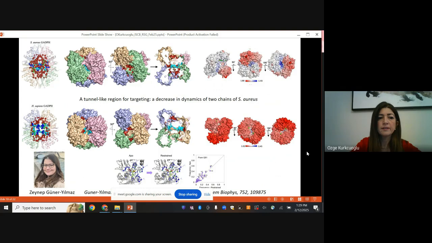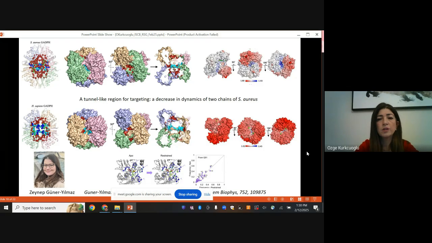And for the glyceraldehyde 3-phosphate dehydrogenase, or briefly GAPDH, we found a tunnel-like region as an allosteric site susceptible to perturbations, especially in SOs. We predicted that targeting this tunnel region decreased the dynamics of the SO's GAPDH, whereas an increase in dynamics was observed for the human GAPDH.